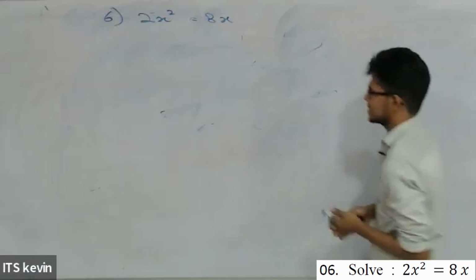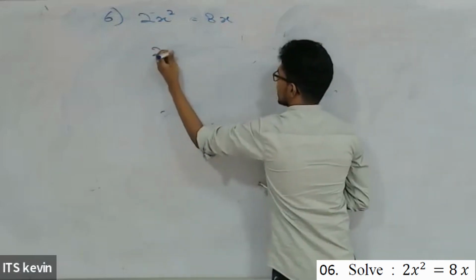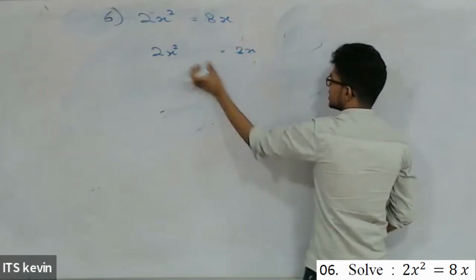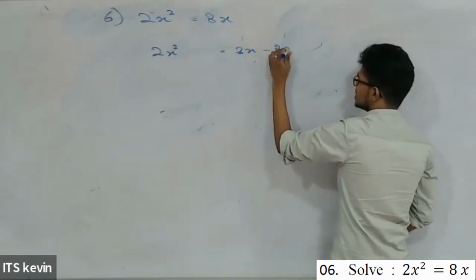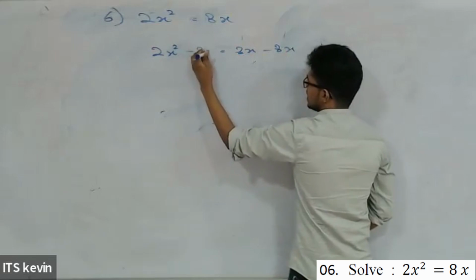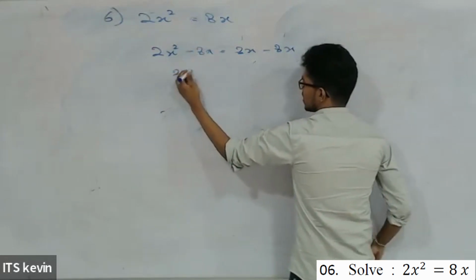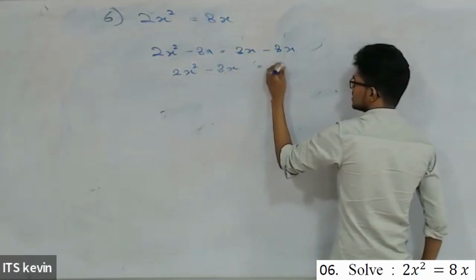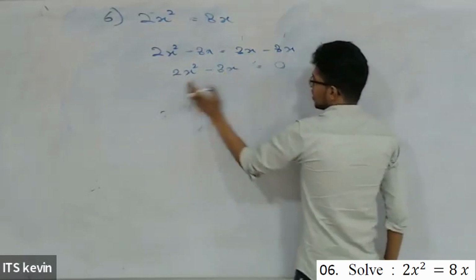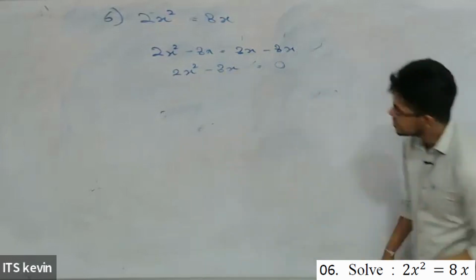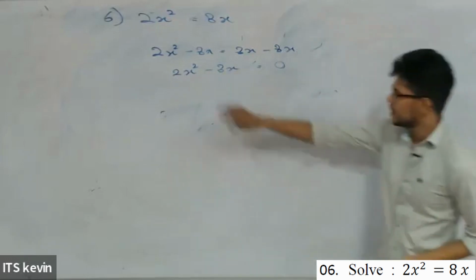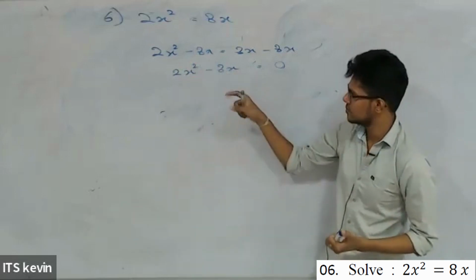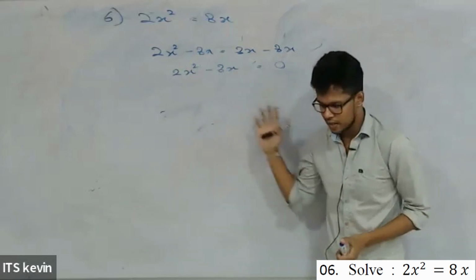Minus 8x. Yes, correct. So 2x squared, you have here 8x, so I will minus 8x on both sides. So you get 2x squared minus 8x is equal to 0. Now here you cannot do any simplification. From x squared, you cannot take away x because they are different. x squared is something else, x is something else.